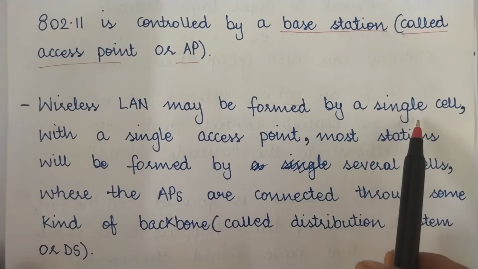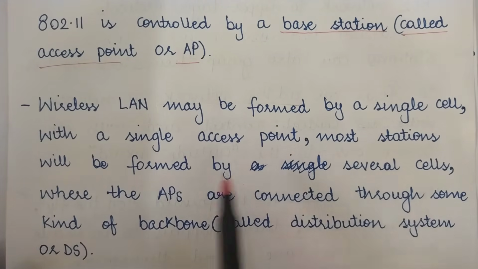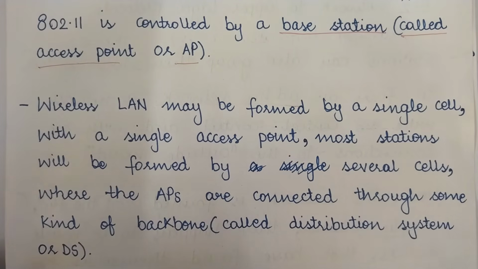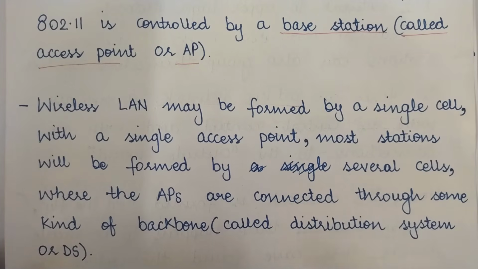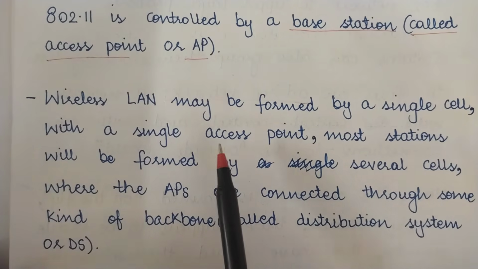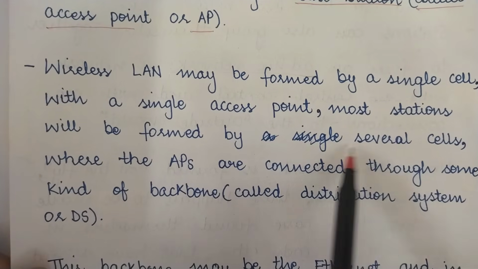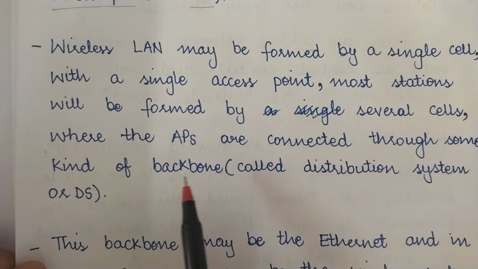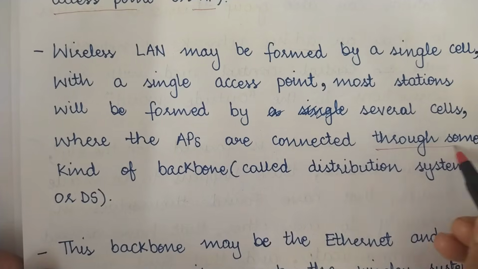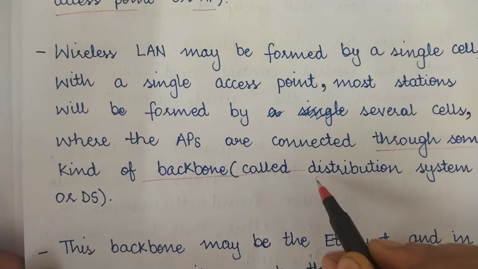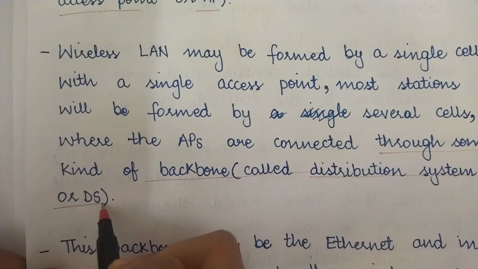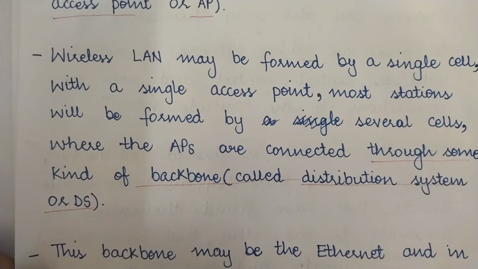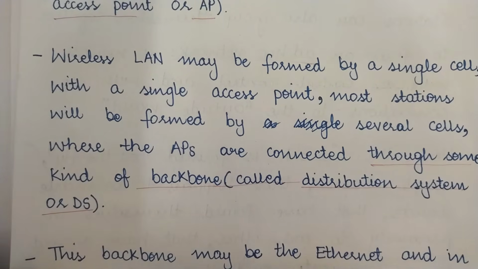Wireless LANs may be formed by a single cell with a single access point. Most wireless LANs will be formed by several cells, right? There is no compulsion that you cannot have just one single cell or one basic service set. They can be formed by a single cell, but usually they are formed by several cells or several basic service sets, where the APs are connected through some kind of backbone. So this is the backbone that we talked about just now, which is your distribution system. So all the APs are connected to each other through the distribution system or the DS, which is the backbone of the cellular architecture that we have in the wireless LAN.